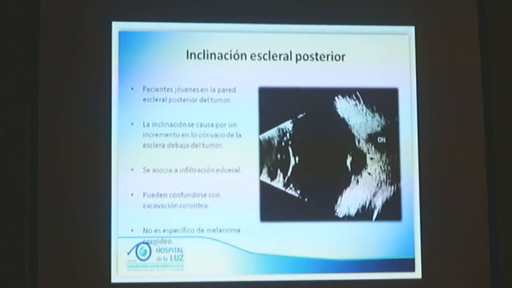Cuando llegamos a tener presentes ese tipo de lesiones en la cual hay una concavidad posterior, esto quiere decir que ya tenemos algún tipo de toma o algún tipo de infiltración a nivel escleral. Eso es muy importante para determinar la progresión que tiene ese tumor. Si hay esto, quiere decir que hay infiltraciones esclerales secundarias.